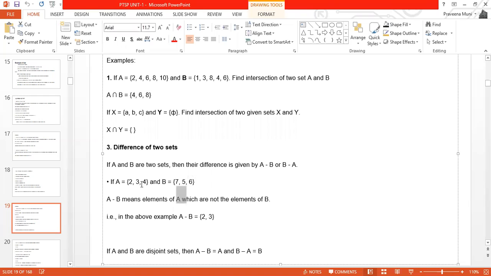Okay, so for example, A is given as {2, 3, 4}, B is given as {7, 5, 6}. Okay, so there is a mistake here. It is {4, 5, 6}, not {7, 5, 6}. It is {4, 5, 6}. Now, what is A minus B? A minus B is the elements of A which are not present in B. So 4 is present in B, no. So other than 4, which are the elements present in A? That is nothing but A minus B.